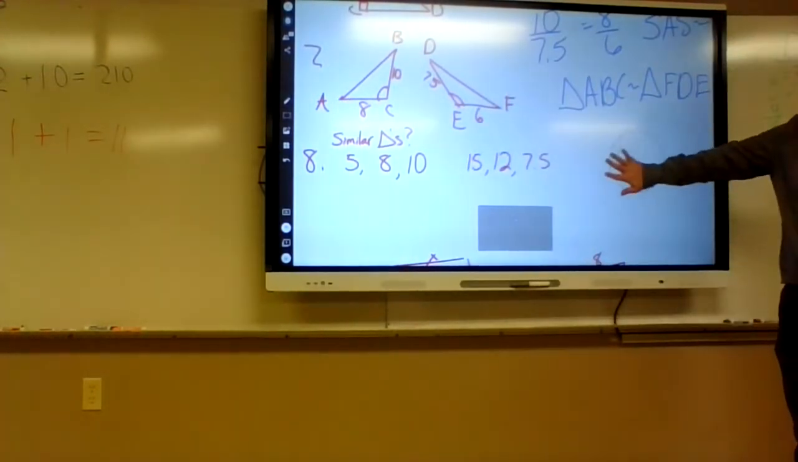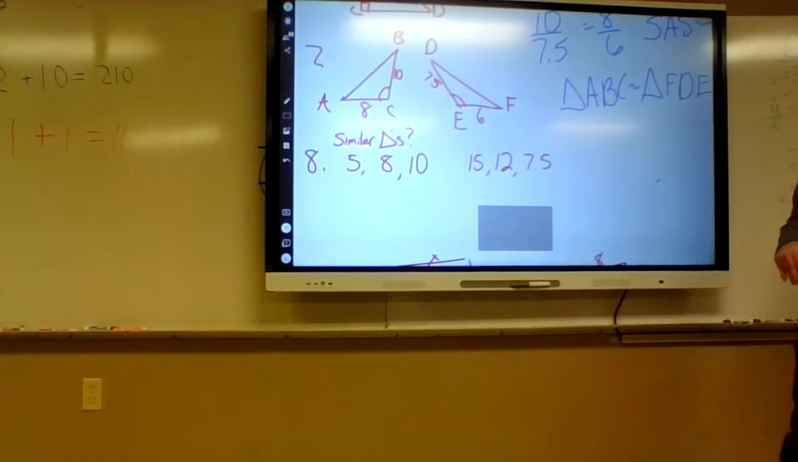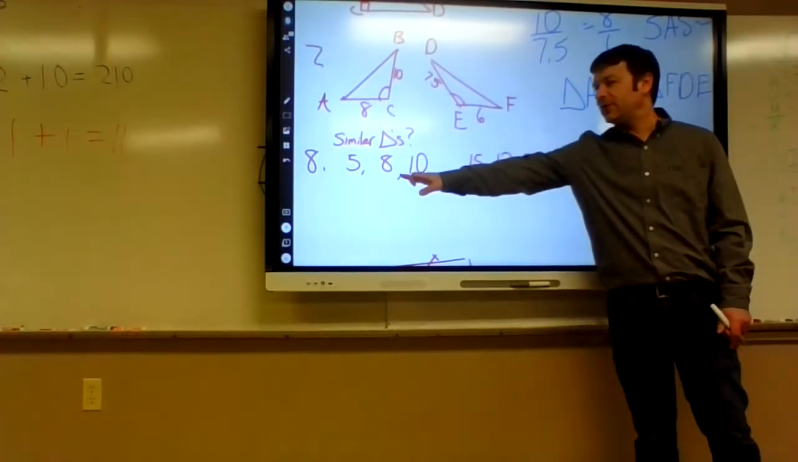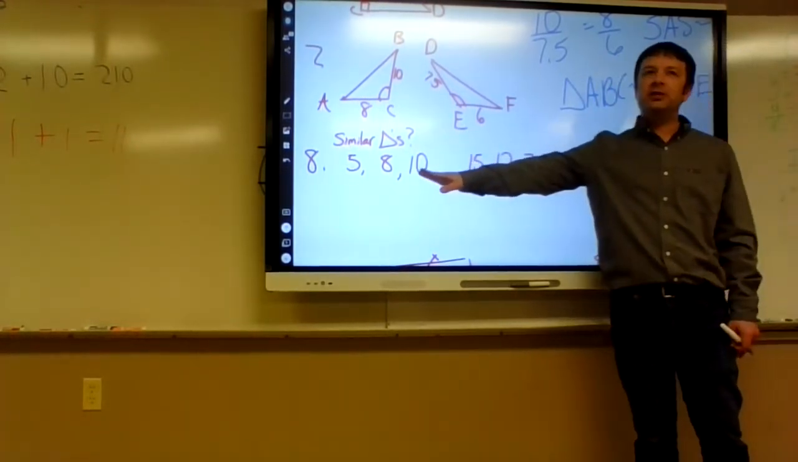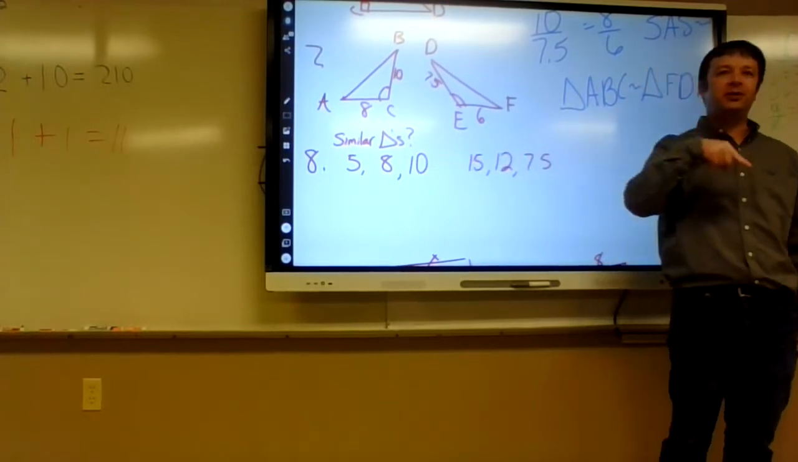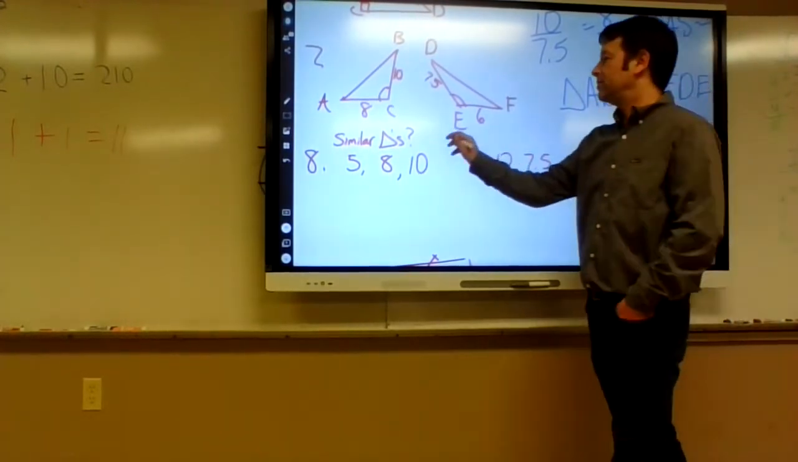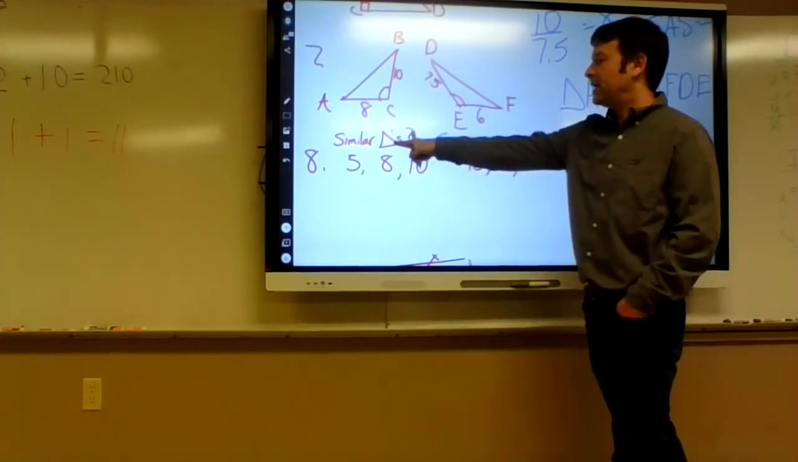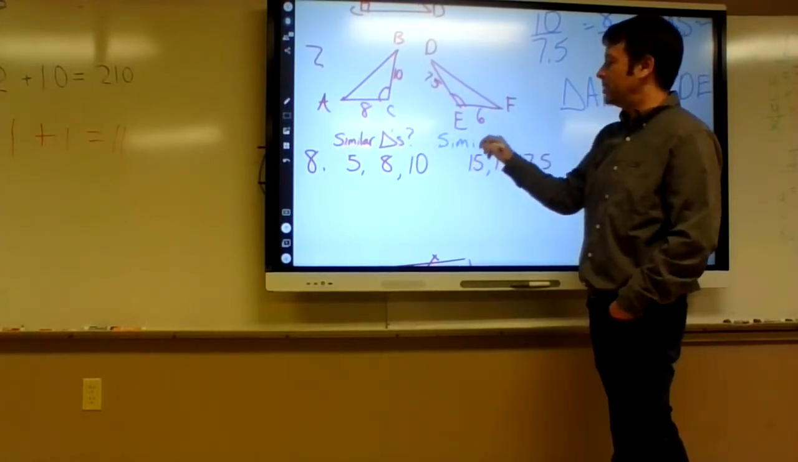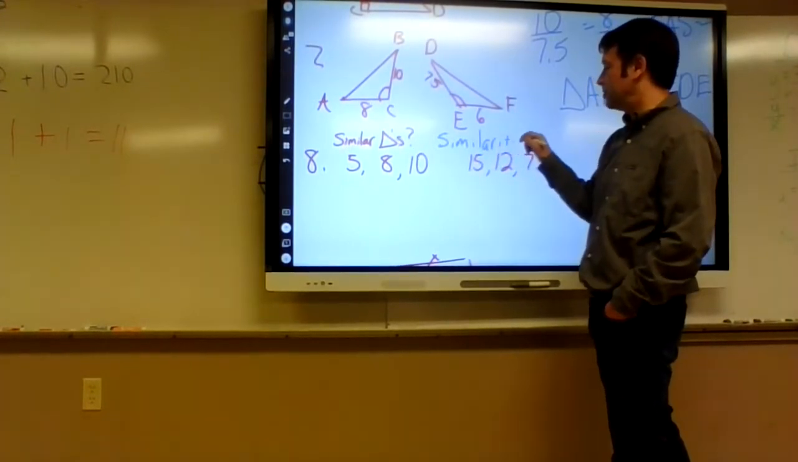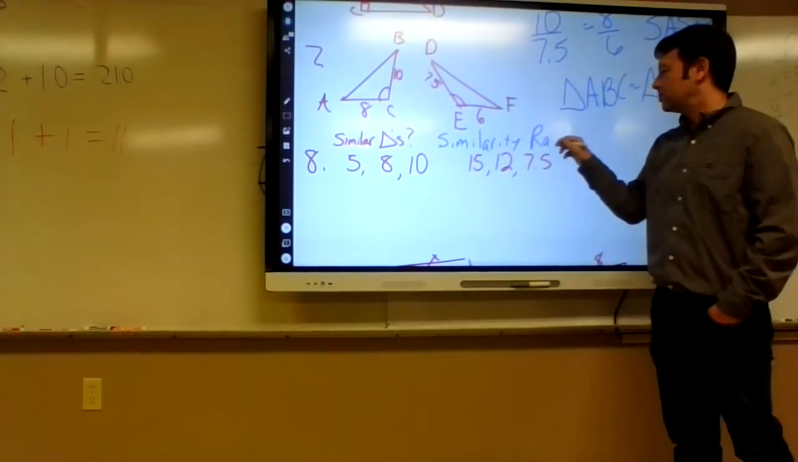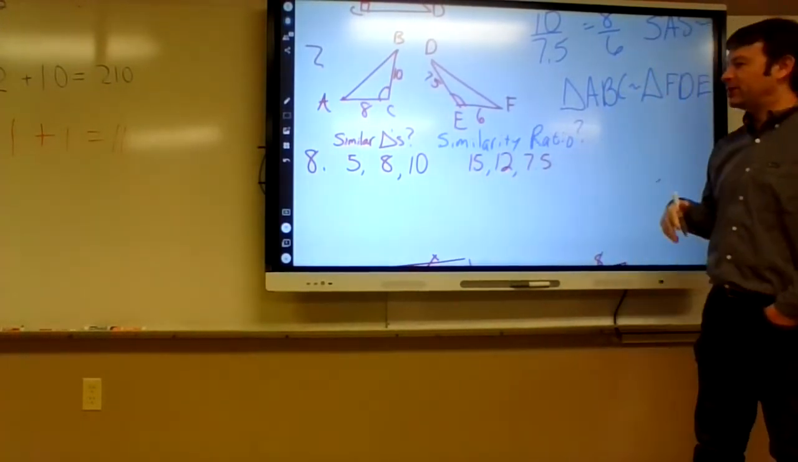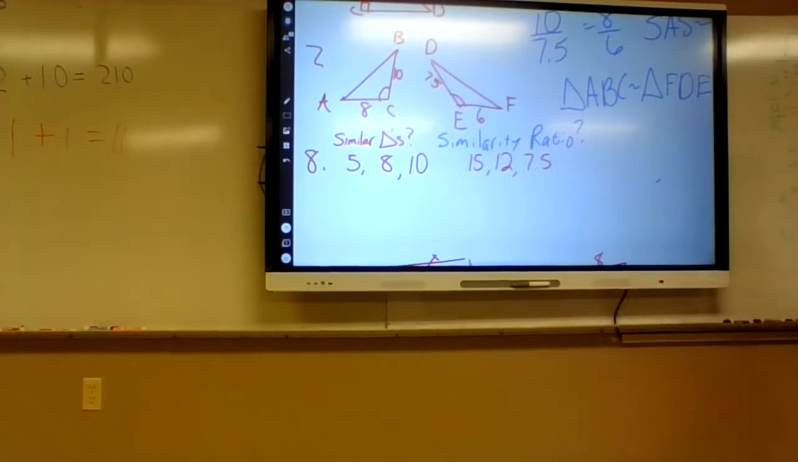Okay, so there's actually two questions. If these are the sides of the triangles, are these two triangles going to be similar? If so, state the similarity ratio. So that's the question: similar triangles, question mark, and then similarity ratio. Yes. Similarity ratio just meant the ratio of any two corresponding sides.